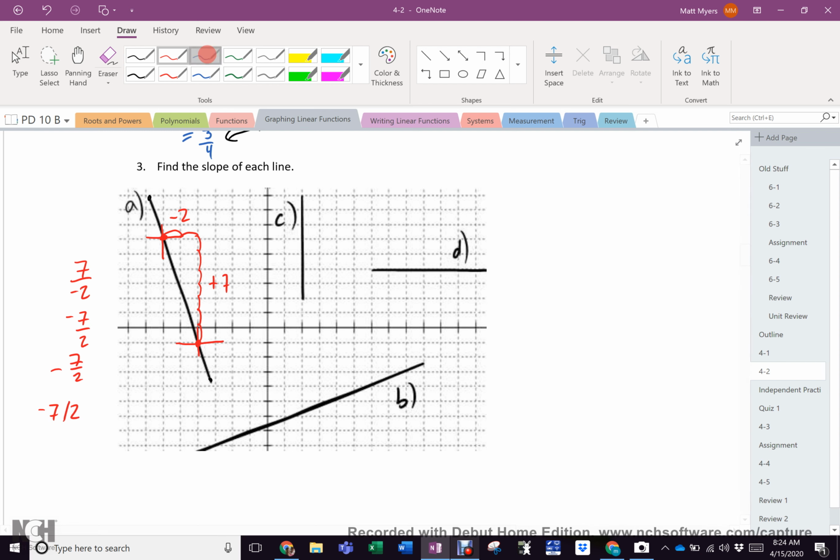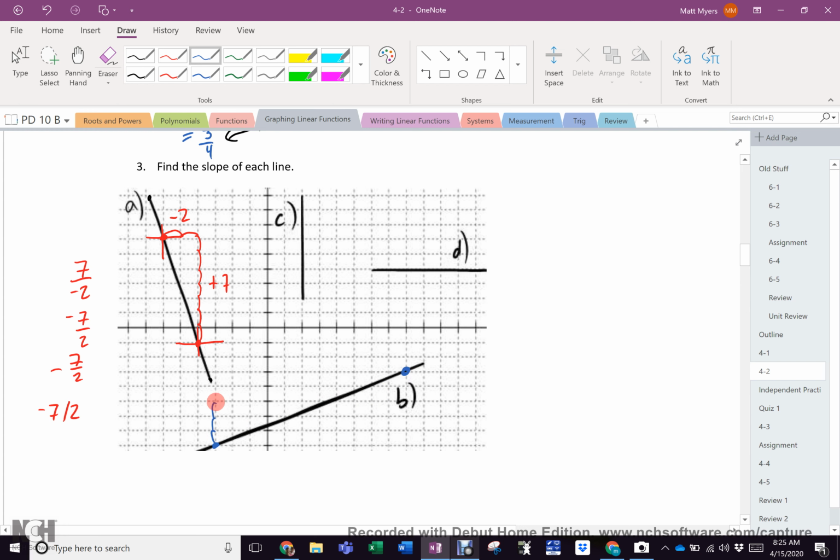So let's look at B. Where can I start? Could I start right there? Sure. Then I would go up and over. Now you can see that that looks like it might work okay there, right? But you should try and pick points as far apart as possible. So I think maybe that one works a little better.